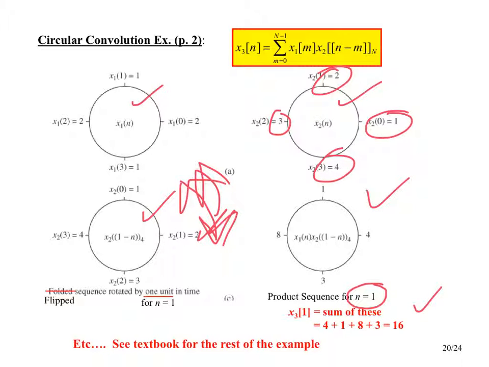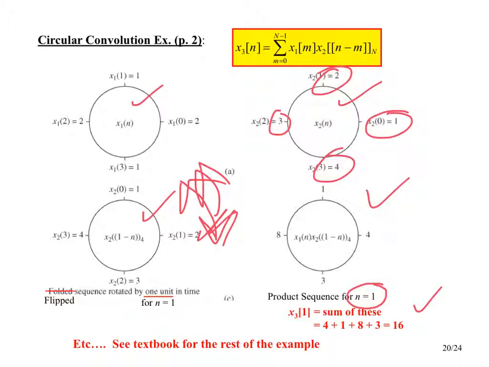So we now have 2 values for the output of this circular convolution. And the book does 2 more examples for n equal to 2 and n equal to 3. And then notice what happens. When we get n equal to 4, we are shifted all the way right back to our starting position. Unlike linear convolution or regular convolution, circular convolution of 2 sequences of length n will end up with only n unique values. Keep that in mind as you think about that.